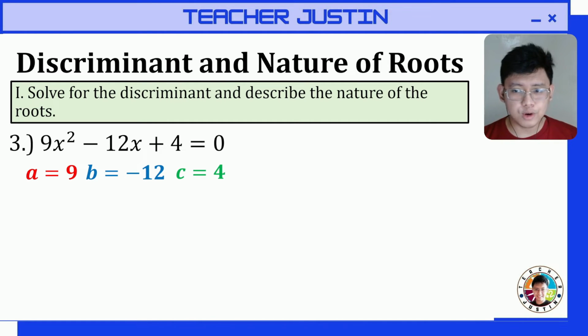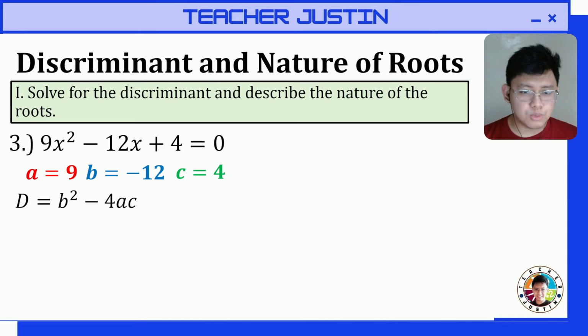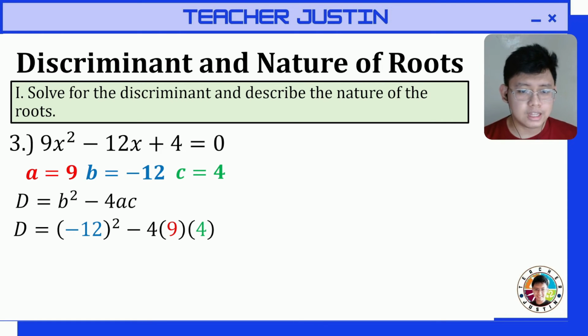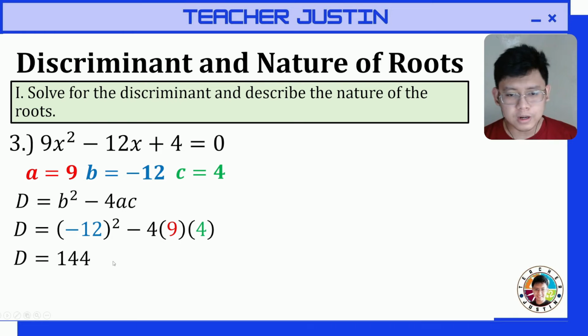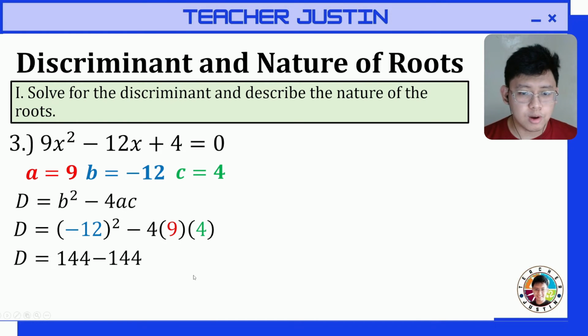Yung discriminant formula natin is b squared minus 4ac. Substitute natin yung corresponding values nila. That will give us the square of negative 12 minus 4 times 9 times 4. So, let's apply the order of operation. So, d is equal to the square of negative 12 will be 144. Negative 4 times 9 times 4, that will give us negative 144. Now, 144 minus 144, that is equal to 0.